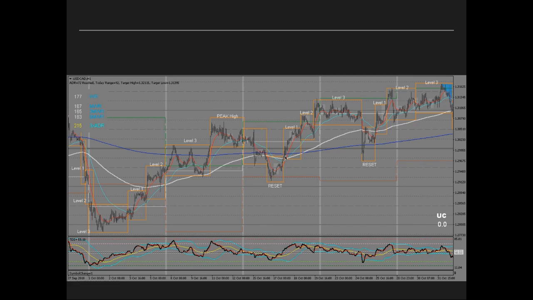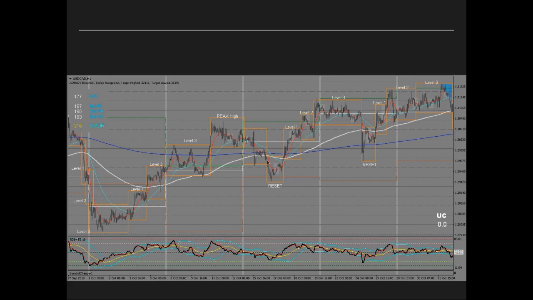Unfortunately, as this is happening, you don't know that this is a reset because you're still under the impression that this is going down and this is the first level of the drop. But you can see here this area was broken up here when it was level 2. And that's when you can confirm that that's a reset.